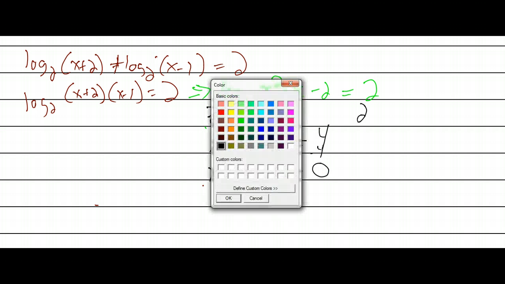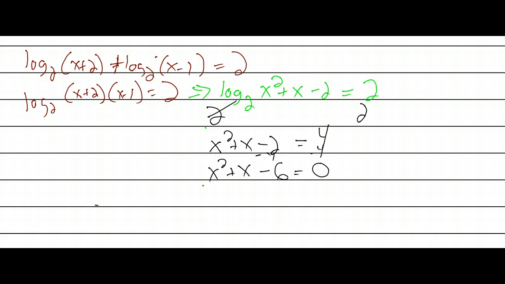So now you have to factor this out, see what gives you 0. So this is 1, this is 6, you know it's going to be x plus 3 times x minus 2. Alright? So we have x is equal to negative 3, or x is equal to 2.